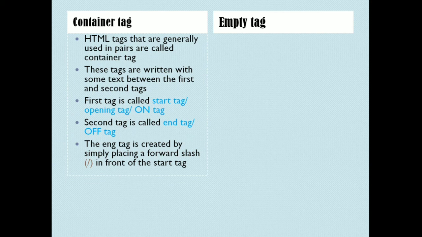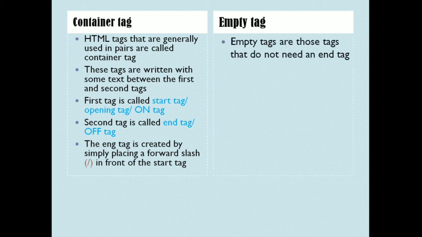Okay, now the second type of tag is known as empty tag. Empty tags are those that do not need an end tag. So, in the case of empty tag, we have only opening tag. There is no closing tag for the empty tag. And also, they are not used in pairs and are represented only by a start tag or on tag.